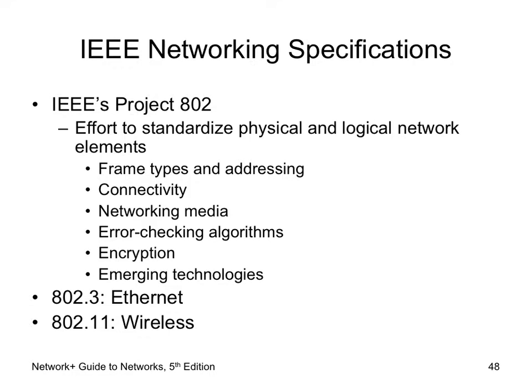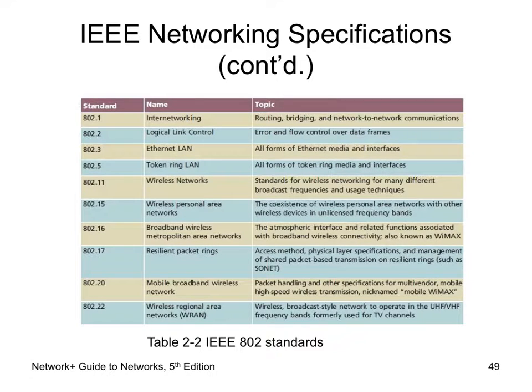IEEE Project 802 has to do with everything on the network backbone. So connectivity, network media, error checking, encryption, emerging technologies. There are new Wi-Fi standards coming out in the next year that will be worked through the IEEE. And all the device manufacturers like Linksys and 3Com will be working with IEEE; they're already testing IEEE standards for that. 802.3 is Ethernet, 802.11 is Wi-Fi, wireless, as I mentioned earlier. And here are all the other ones you probably haven't heard of, but I'll mention a couple that are kind of interesting.